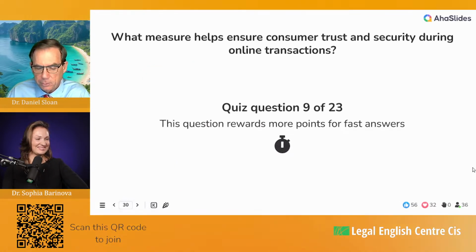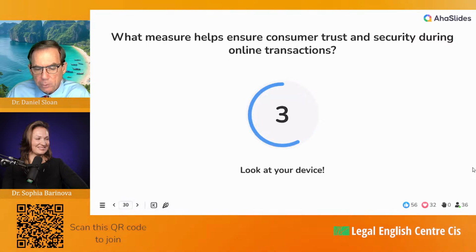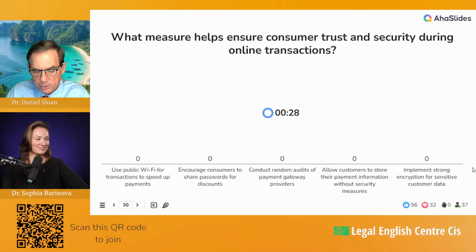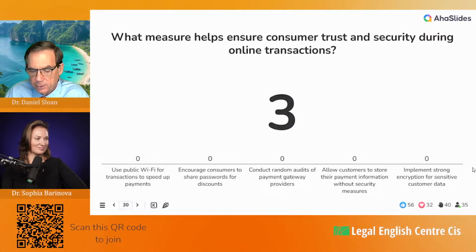Next, we have another question. What measure helps ensure customer trust and security during online transactions? Use public Wi-Fi for transactions to speed up payments. Encourage consumers to share passwords for discounts. Conduct random audits of payment gateway providers, and allow customers to store their payment information without security measures. And finally, implement strong encryption for sensitive customer data.